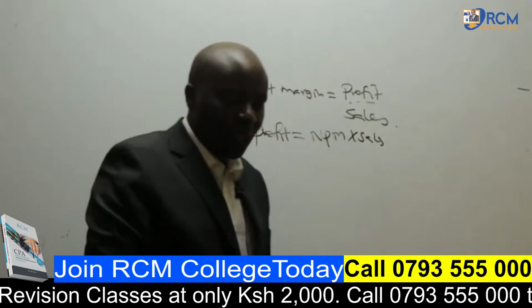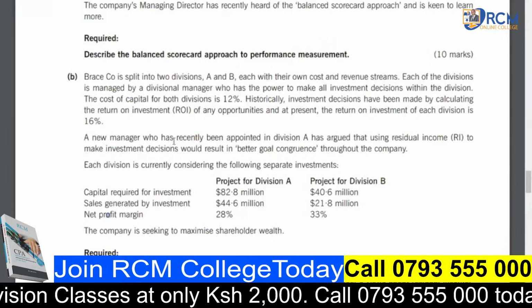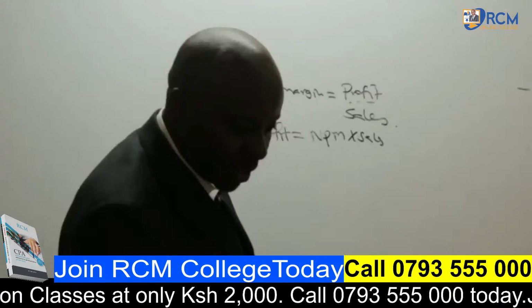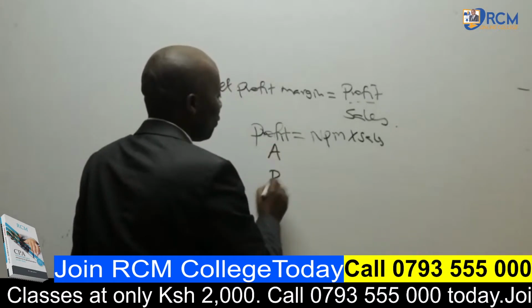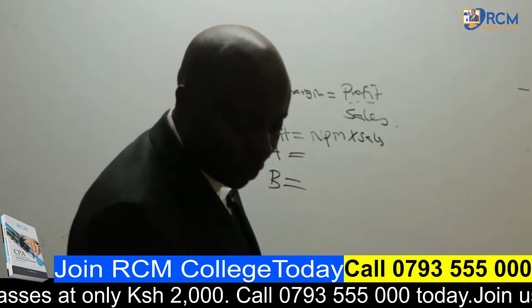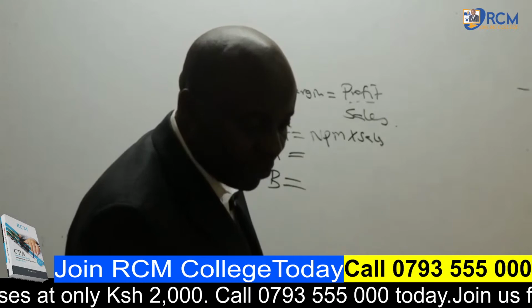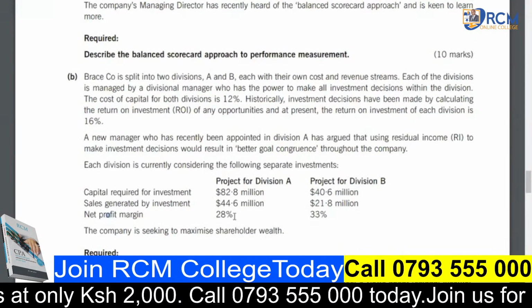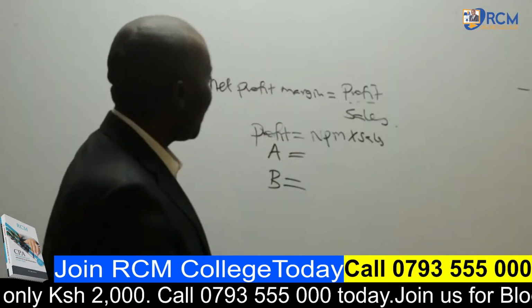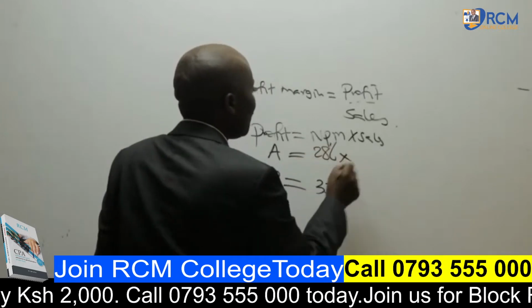So then we have two divisions, A and B. We have division A, the profit of A, and the profit of B. The first thing I'll do is to pick the net profit margins for the two divisions. For the two divisions, I can see 28% and 33%, times the sales of the two departments.